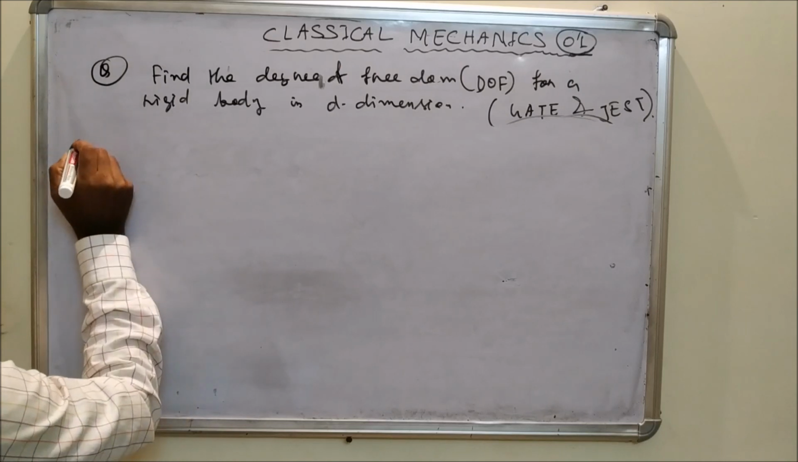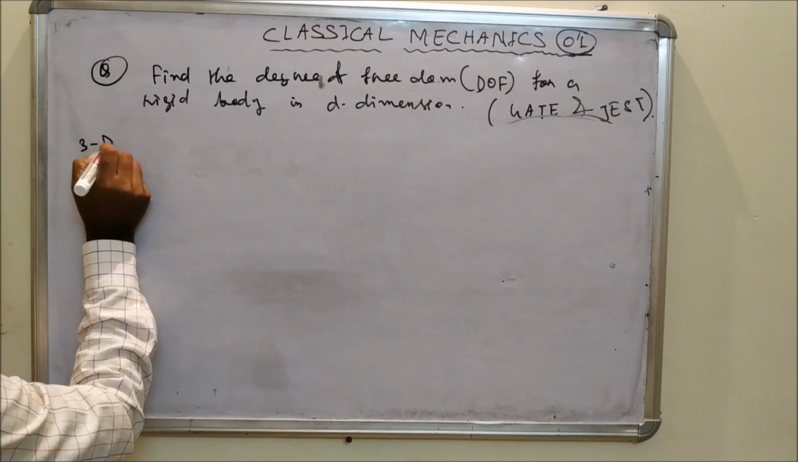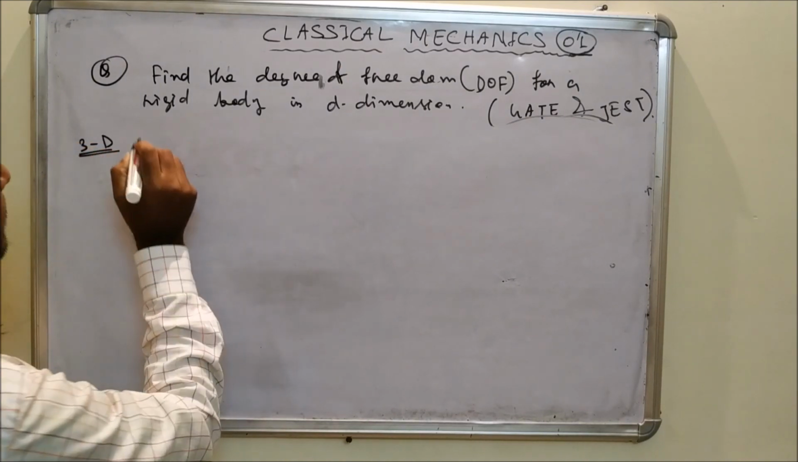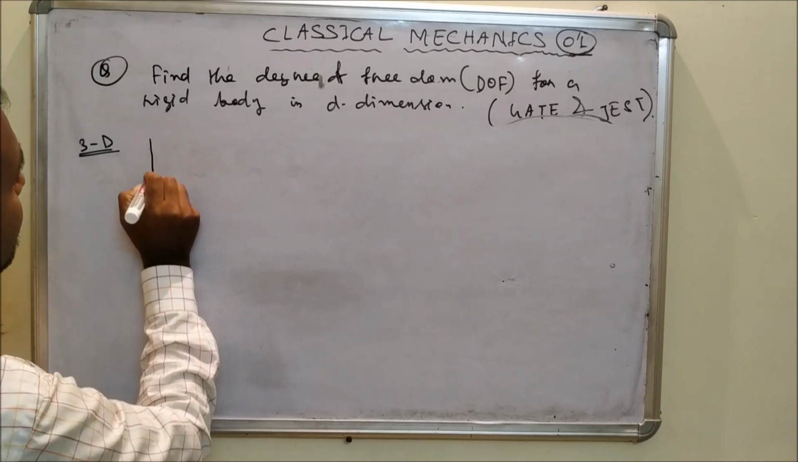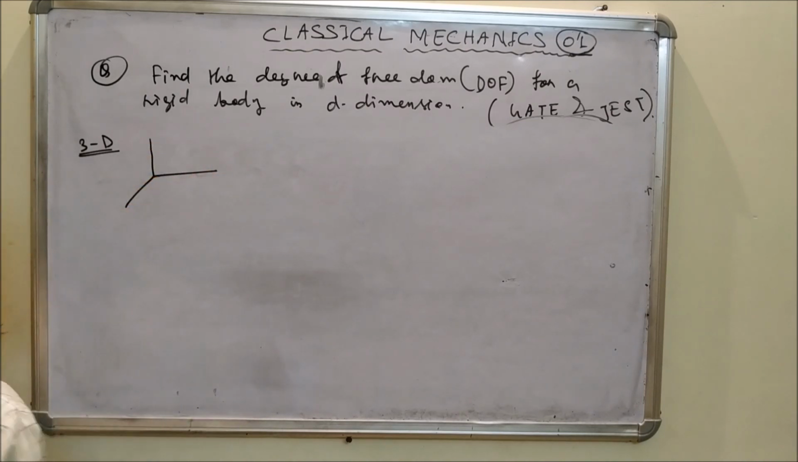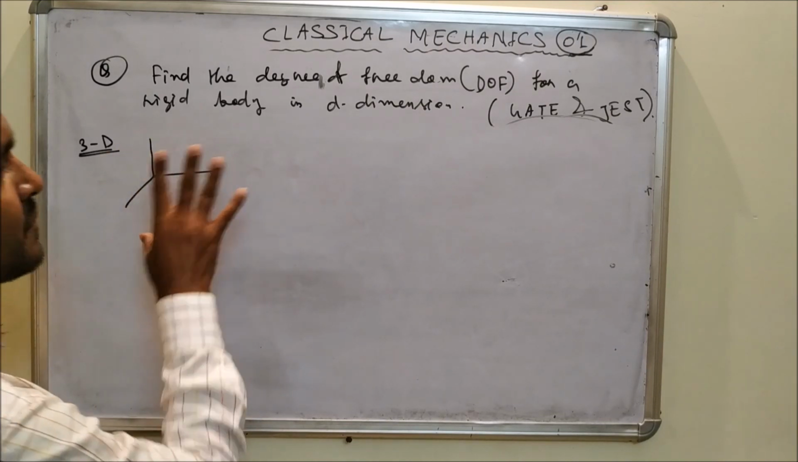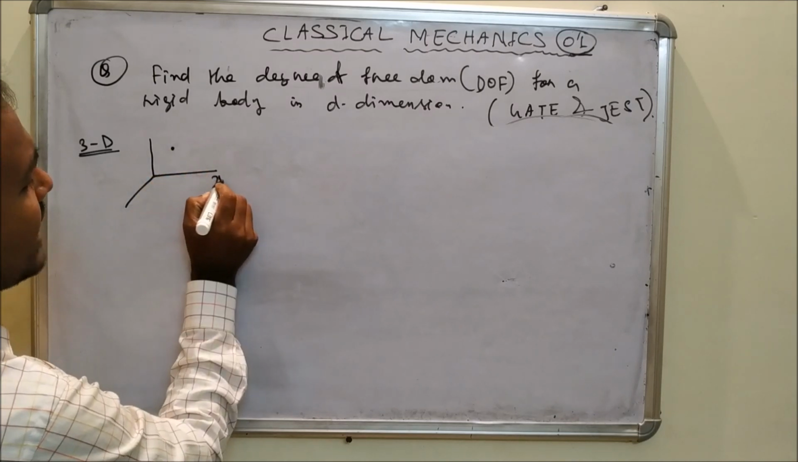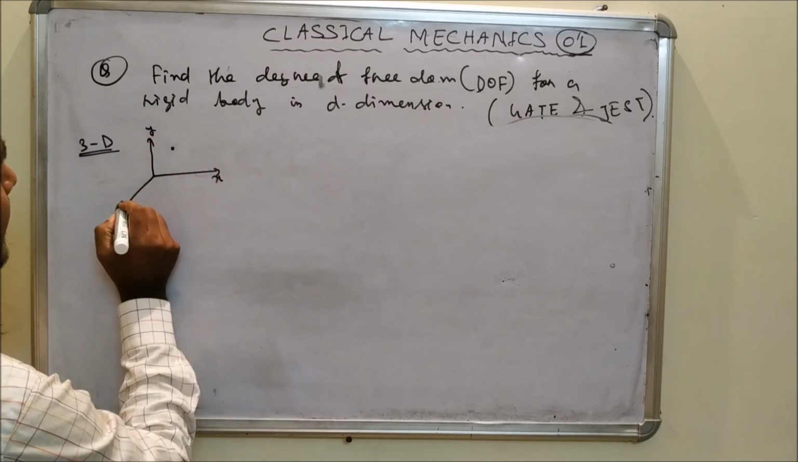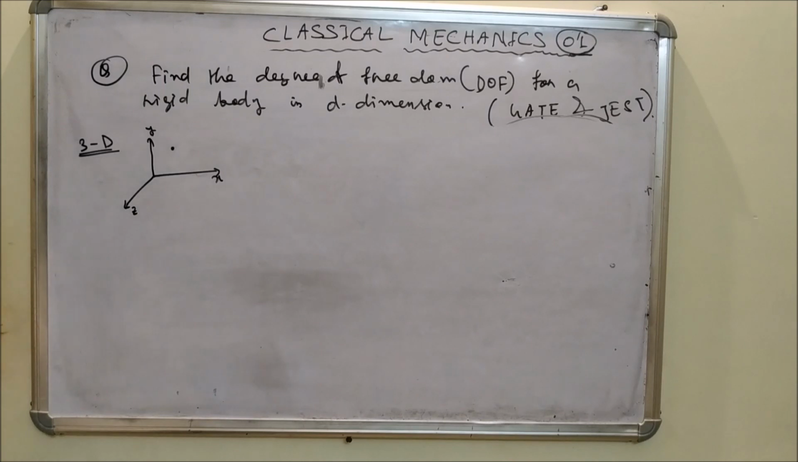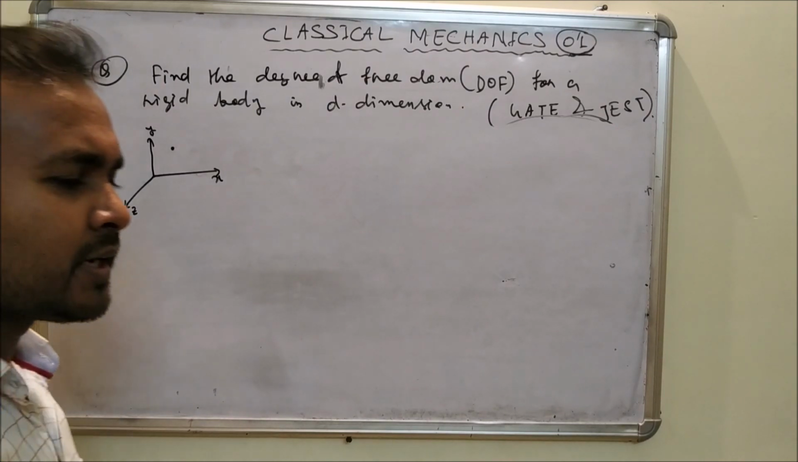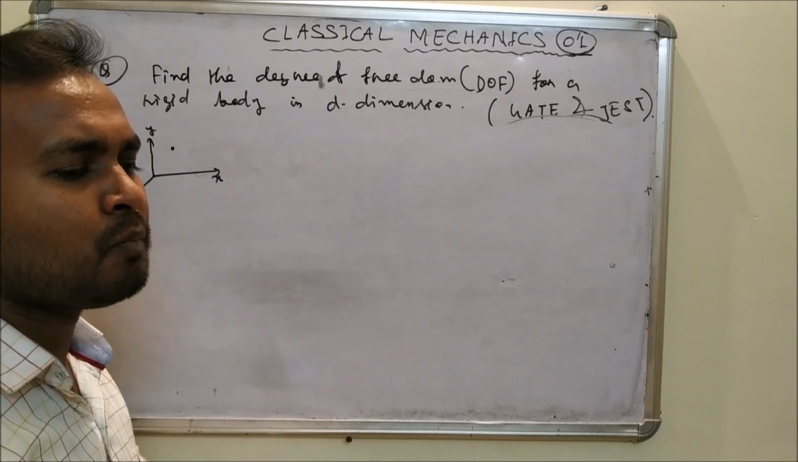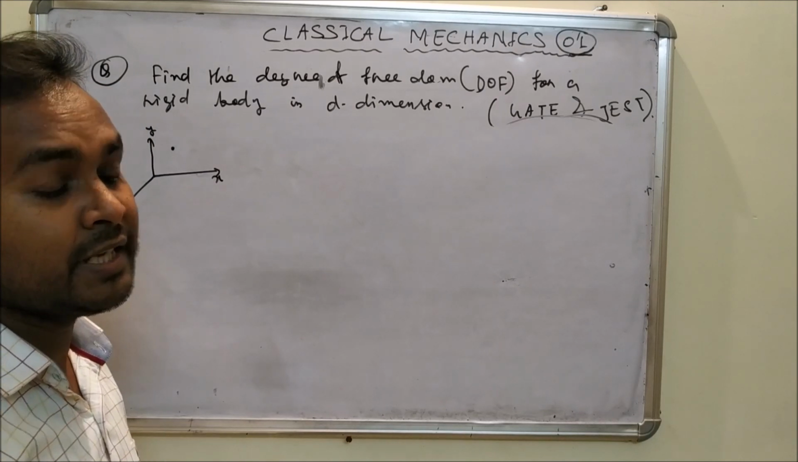Now see, if I first consider that in the 3D case, look at this point very minutely. Suppose a three-dimensional space, and one particle is here, so this is X, this is Y, and this is Z. What is the degree of freedom? The number of independent ways of motion of that particle.